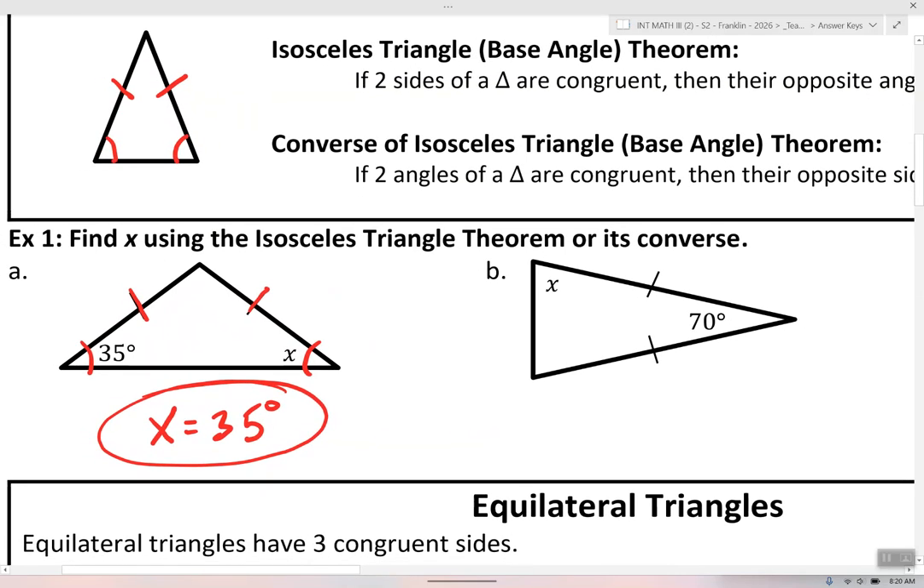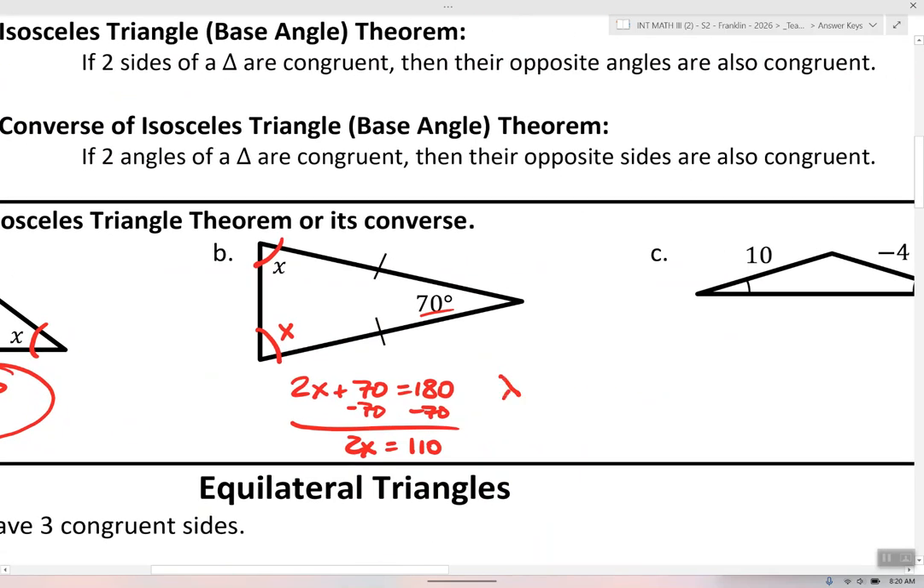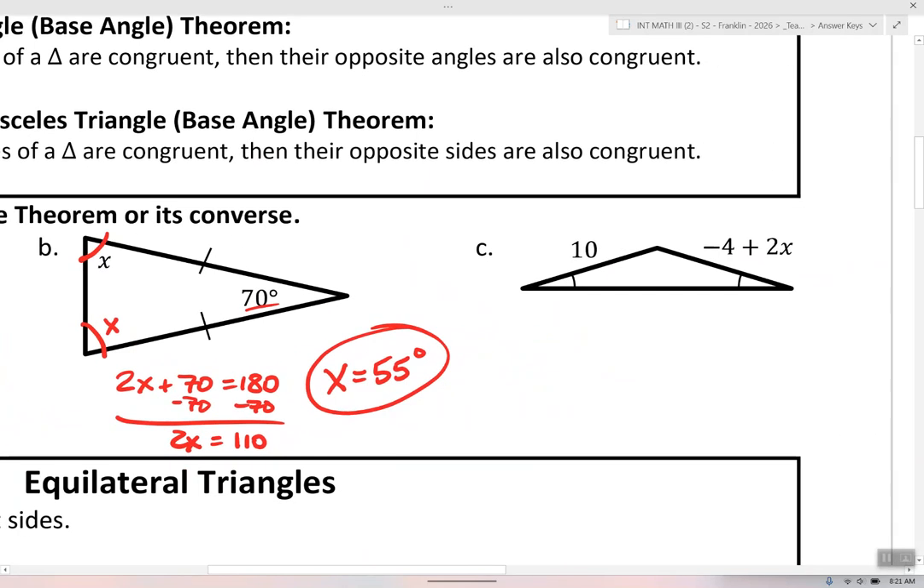Slightly more challenging on example B here, we know these two angles are the same, and the third angle here is 70. Well, recall that the three angles of a triangle add up to 180. So if this one is also x, then 2x plus 70 must equal 180 degrees. If I subtract 70, I get 2x equals 110. And if I divide that by 2, I get x equals 55. So that's using what we know about triangles and what we know about isosceles triangles in particular.